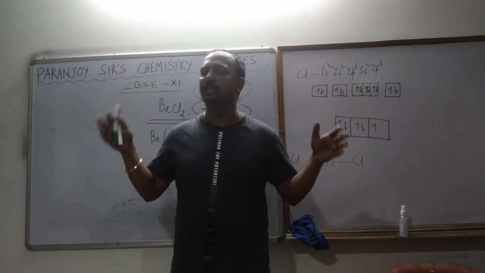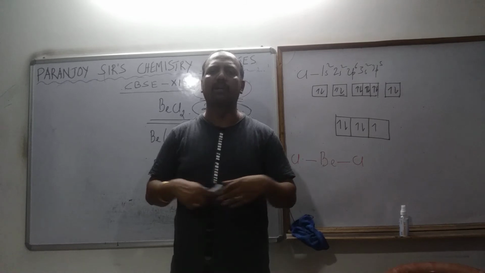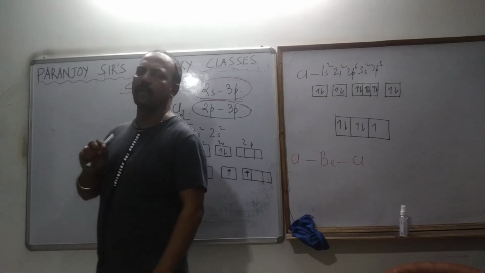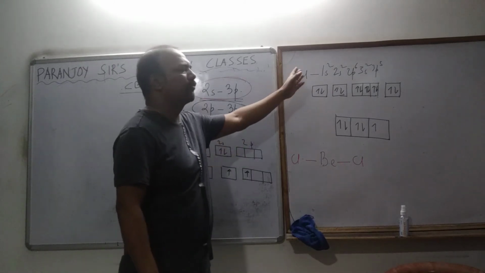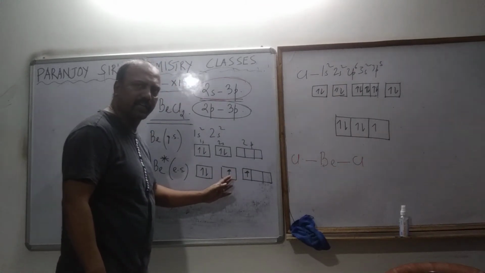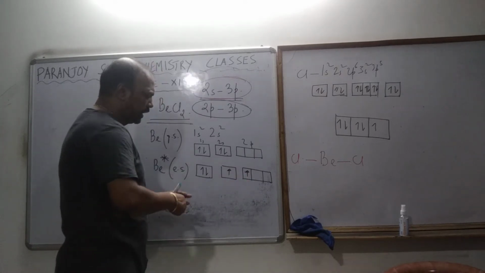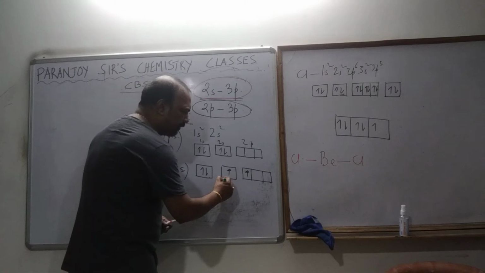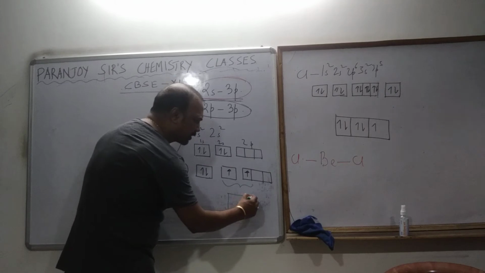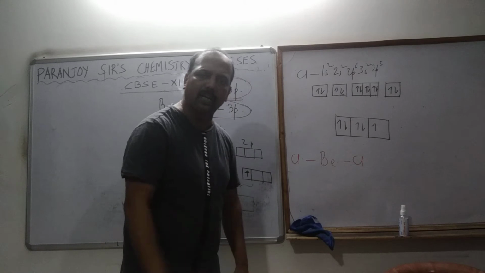So before coloring the walls, we are mixing the colors and then coloring, exactly the same. I hope I could make you understand. Before forming the bond with chlorine, the two electrons of beryllium, which are in different orbitals, one red and one yellow, will mix, and they will form two new orbitals. If you mix two colors, you get two new colors.